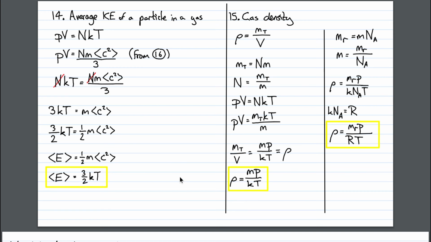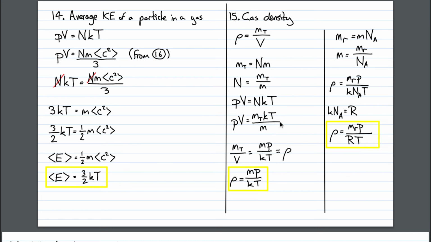Gas density. There's a few ways you could be asked to determine gas density. We know density is equal to the total mass of gas divided by the volume that mass of gas occupies. Now, the total mass of gas is equal to the number of particles of gas we have multiplied by the mass of each of those particles, which means the number of particles we've got is the total mass of gas divided by the mass of each particle. Now, remember that ideal gas law? We can substitute n, the number of particles, into that equation to get this equation here.